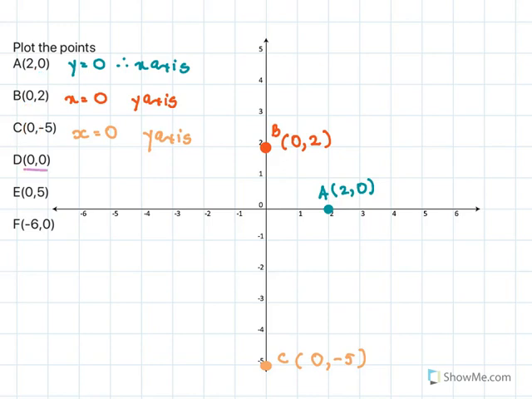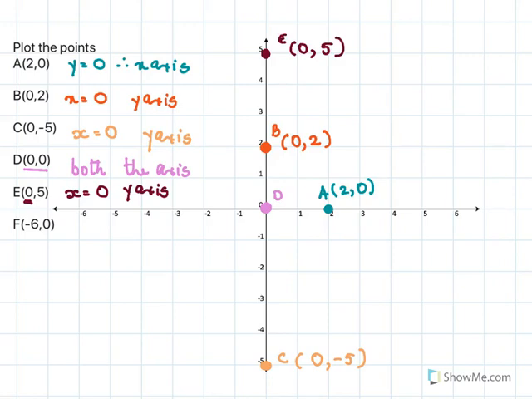The next one is 0, 0. x is 0 and y also is 0, so it lies on both the axes. The point that lies on both the axes is the origin. We mark that as D. Then for the next one, E, 0, 5. The x is equal to 0, so it lies on the y-axis. So 0, 5 would be here, that would be E, 0, 5.